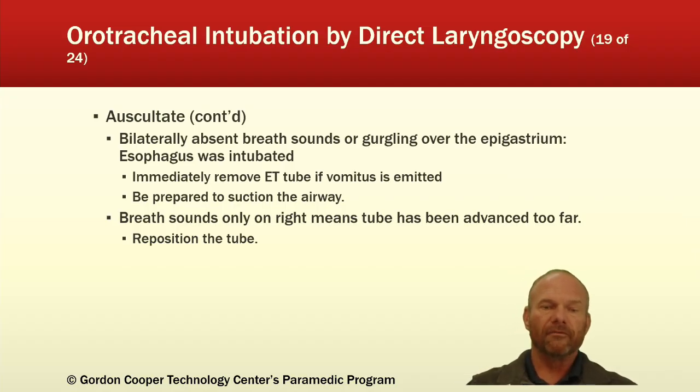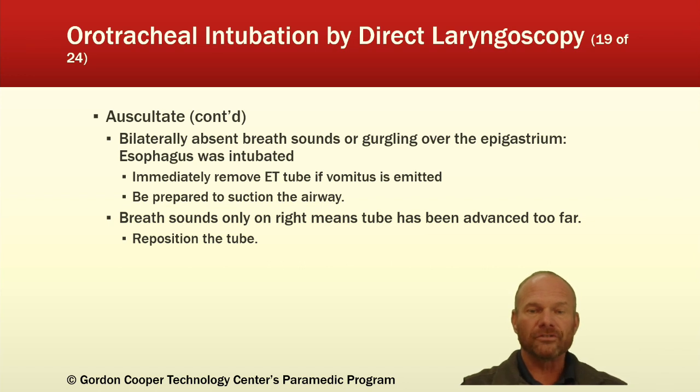Still talking about confirmation. So bilaterally absent breath sounds or gurgling over the epigastrium indicates the tube's in the esophagus. So you might have a bunch of vomit coming from the tube. Curriculum talks about do not remove the tube, inflate the distal cuff to block further vomit, and then turn the tube and patient to the side and ventilate with a BVM. If vomitus is not present, then remove the tube, resume ventilations with a bag mask device, re-oxygenate the patient, and prepare for another intubation attempt. Be ready to suction the airway as needed.